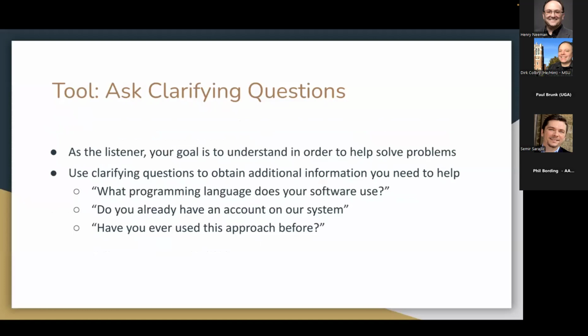Sometimes you need to ask clarifying questions. This is different than paraphrasing. You're actually asking usually a short question to help get you a piece of context to understand where someone is going. Here are just a few examples that I use. What programming language does the software use? It might not be important, but sometimes just knowing the programming language can give you, as the research facilitator, a lot of context about what level the person is coming from, context that they might not be able to communicate to you directly.